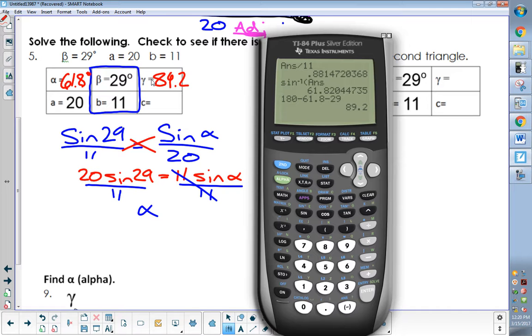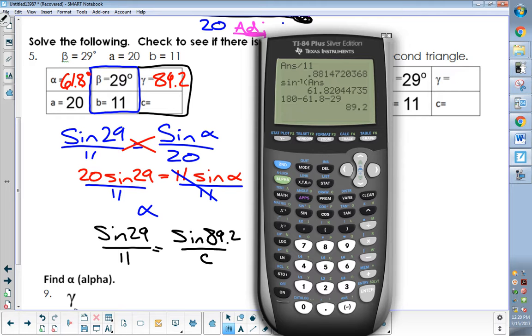To find C, which is the third side, I'm just doing law of sines again. Sine of 29 over 11 now equals sine of 89.2 over C. We're just doing law of sines. 11 times sine of 89.2 divided by sine of 29. 22.69.